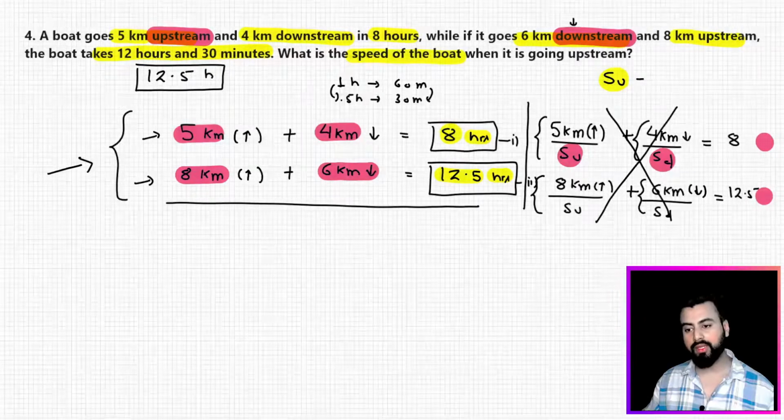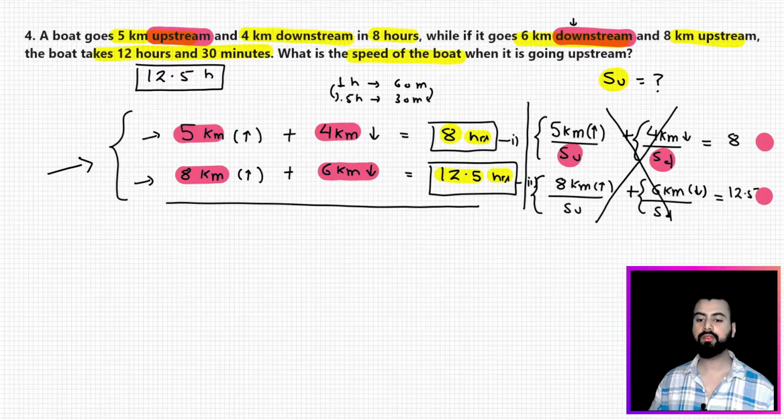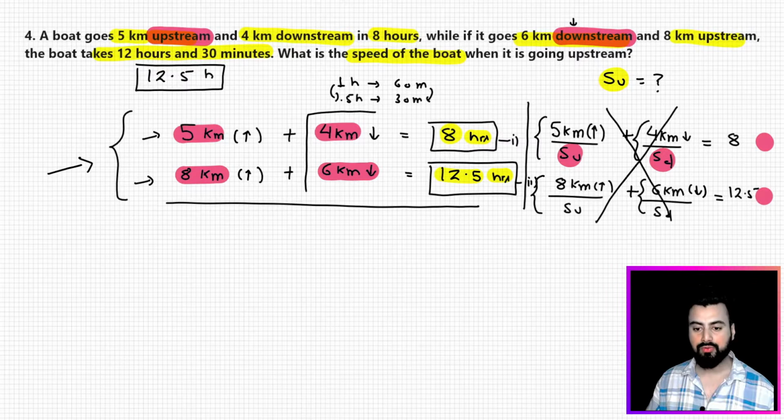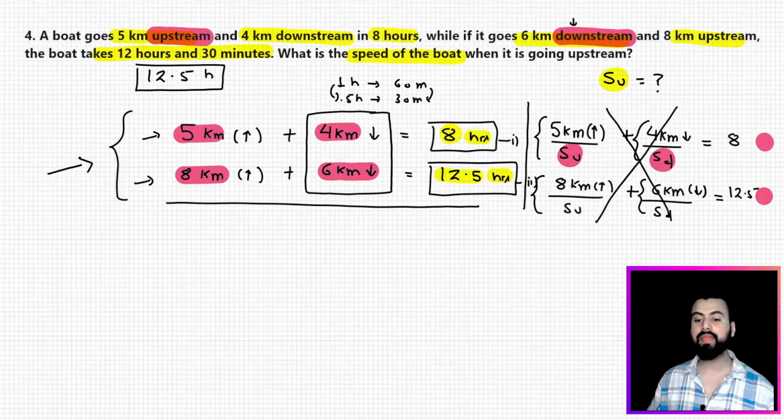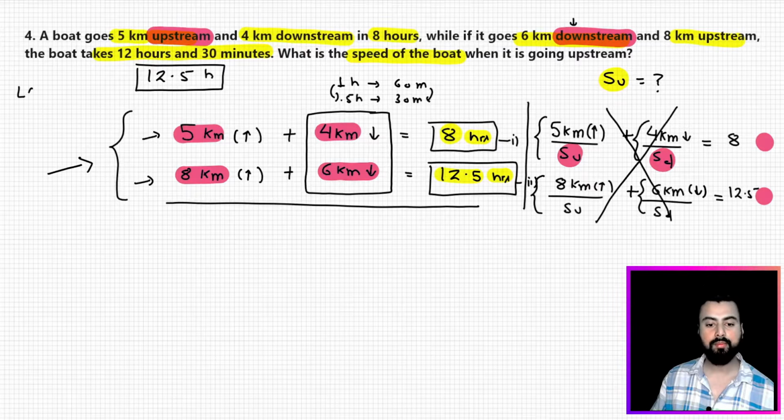So what do I want to calculate? I want to calculate speed upstream. So to get the value of speed upstream, I'll try eliminating downstream data. So try eliminating this. And how would you eliminate this? By making the two numbers the same, 4 and 6. So think about the LCM of 4 and 6. You would say, sir, the LCM of 4 and 6 is 12.